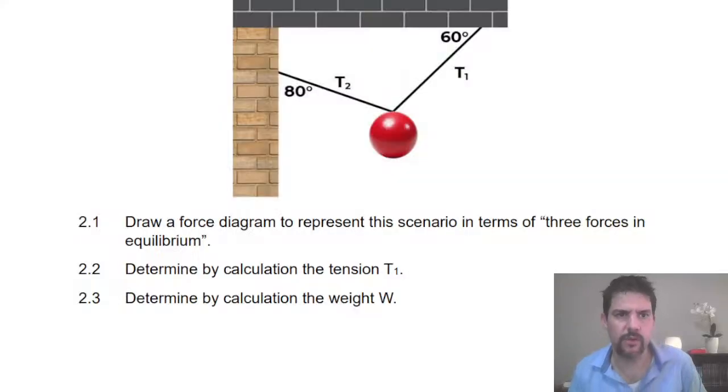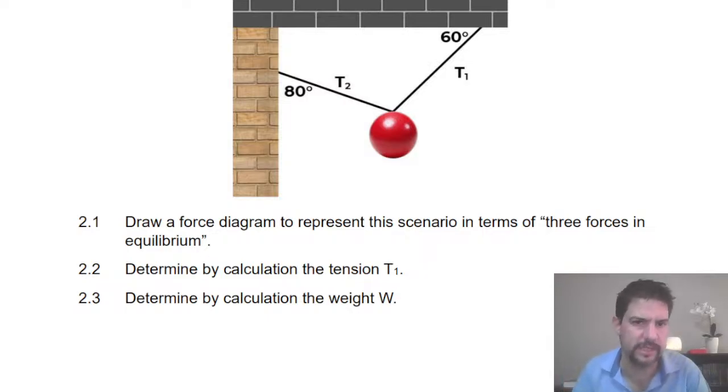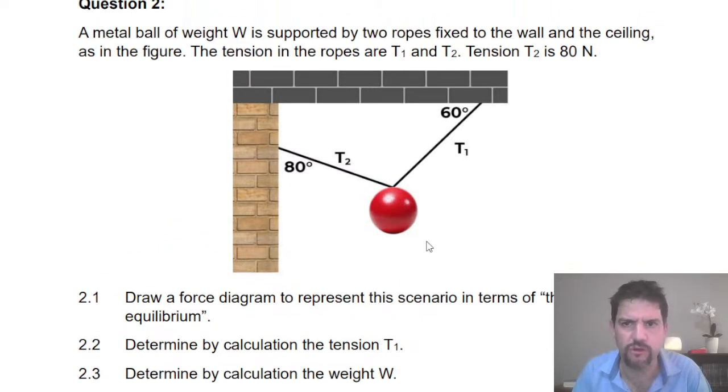Sorry. Here we go. Determine by calculation the tension T1. So we have to calculate T1. Now this one is much easier. This question is much easier than the one before because we already know one of the tensions. They say tension 2 is 80 Newton. All right? And you're looking for T1.